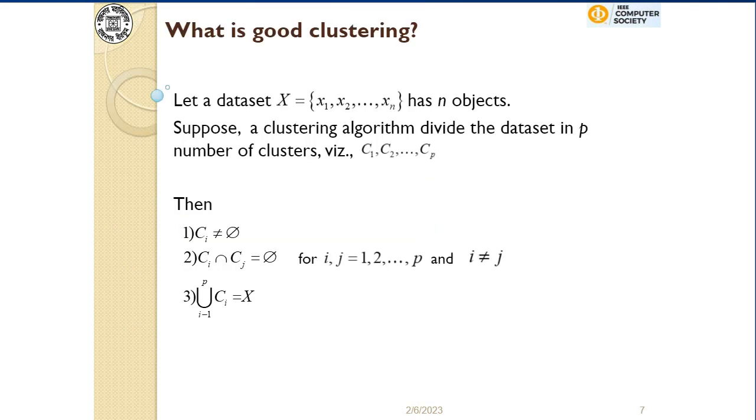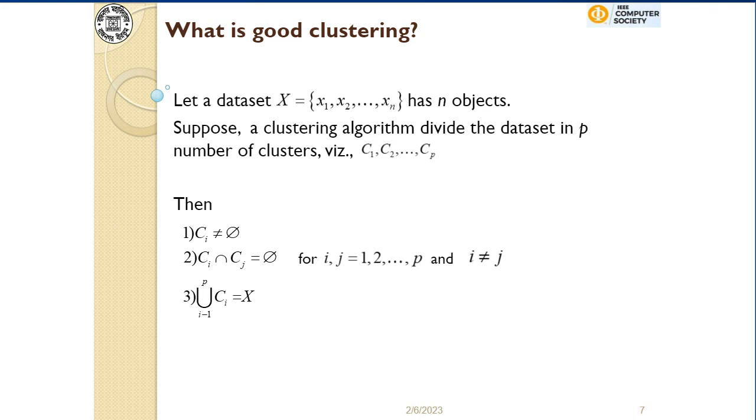So now comes the question: what is actually good clustering? How do you ensure that it is going to be a good result or good outcome of your algorithm? Quite obviously, if you have a data set comprising n number of points, x1 to xn, and you try to cluster this entire data set into p number of clusters, you know the p beforehand, isn't it?